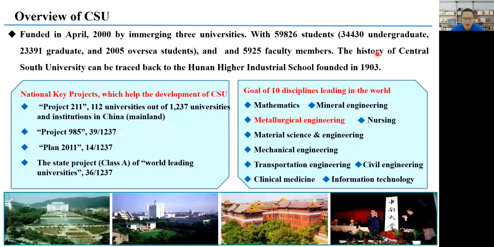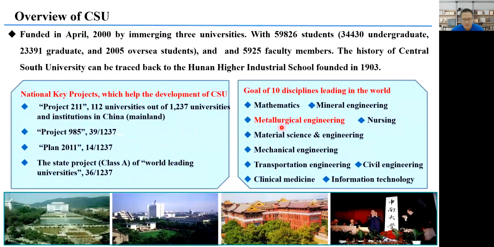The history of our university can date back to 1903. How about the disciplines, or the level of our university? You can find one number here, 1,237. Actually, this is the total number of universities in mainland China. So we have more than 1,000 universities, and Central South is ranked in the 20s among these 1,000 universities. And there are some national projects which are helping us get better learning conditions.